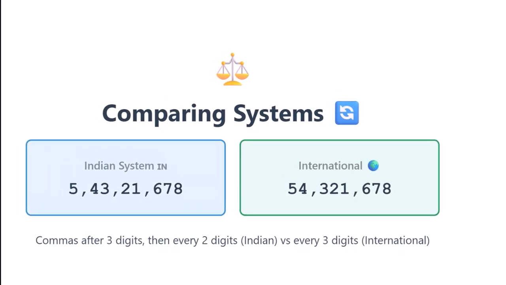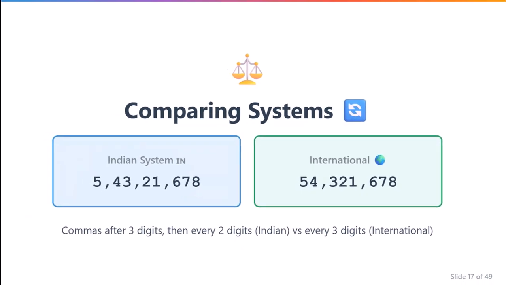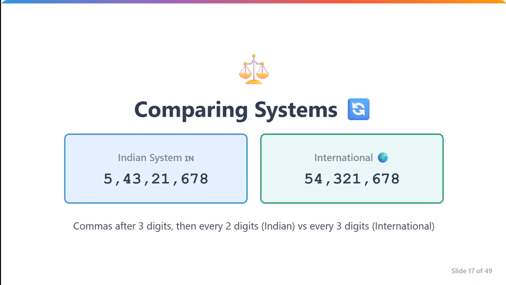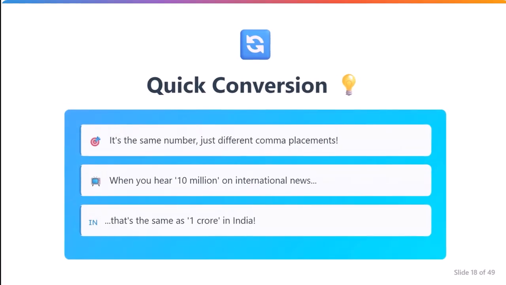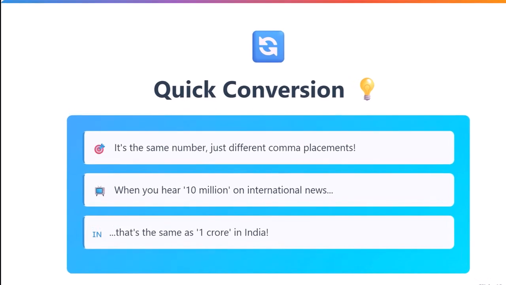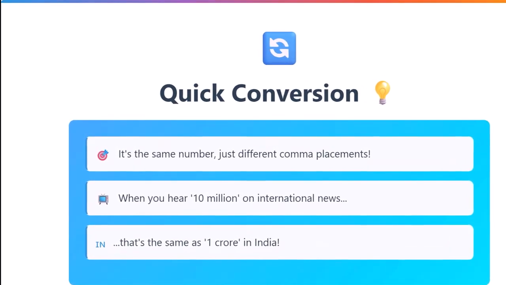Look at this number. In the Indian system, we write it as 5,43,21,678, with commas after 3 digits, then every 2 digits. In the international system, we write it as 54,321,678, with commas after every 3 digits. It's the same number, just written with different comma placements. When you hear 10 million on international news, that's the same as 1 crore in India.